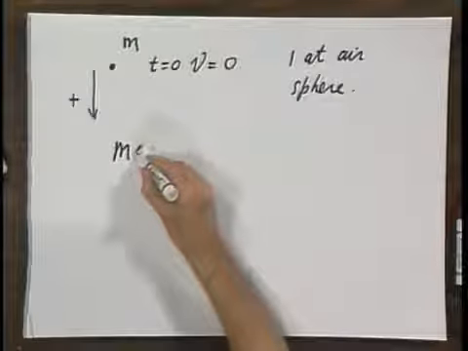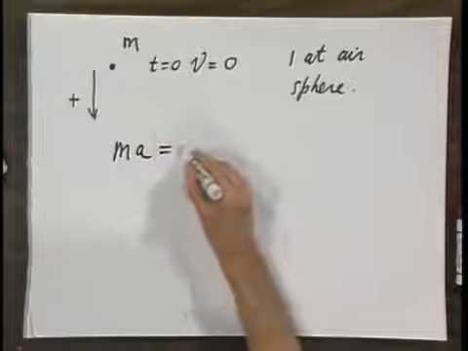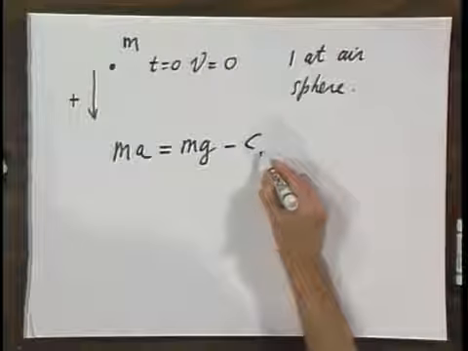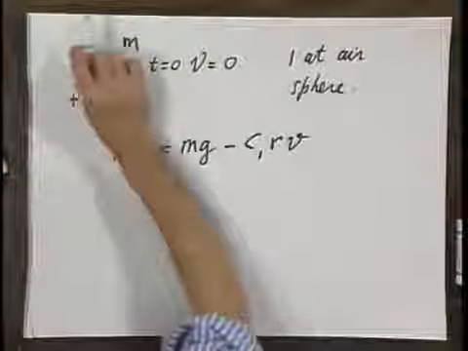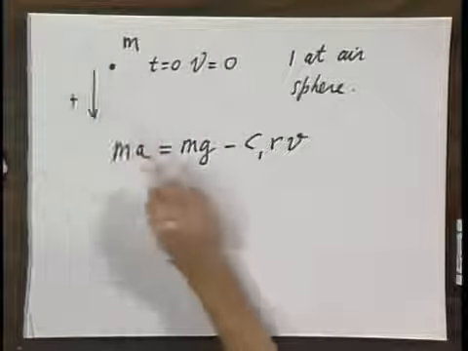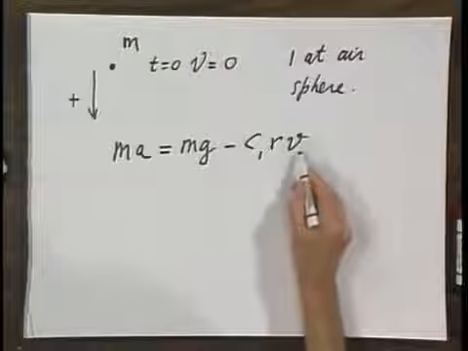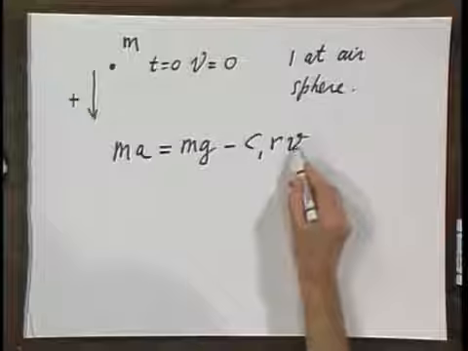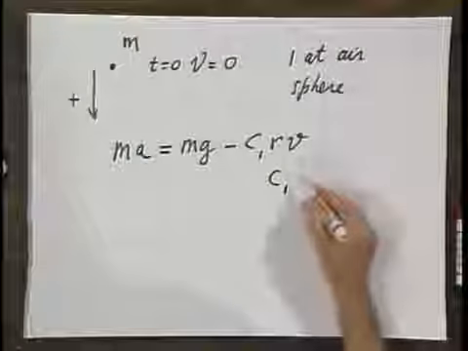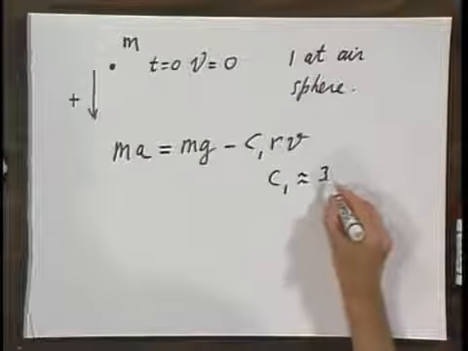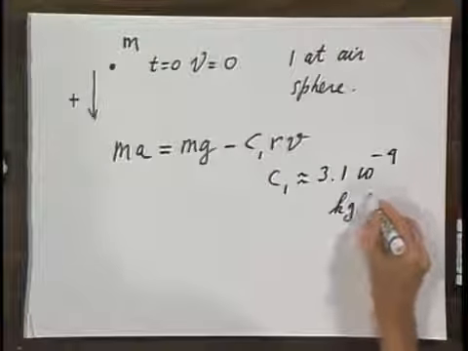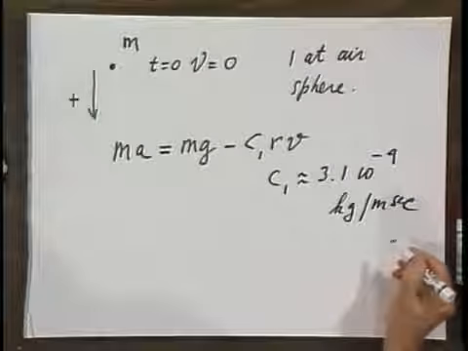For a spherical object, the force on that object, F equals ma, is the gravitational force in this direction minus c1r times v in that direction. When the object has a speed v in this direction, it experiences in the opposite direction a resistive force, which in this case, specifically chosen, is proportional to the speed. C1 at 1 atmosphere air is approximately 3.1 times 10 to the minus 4 kilograms per meter per second.